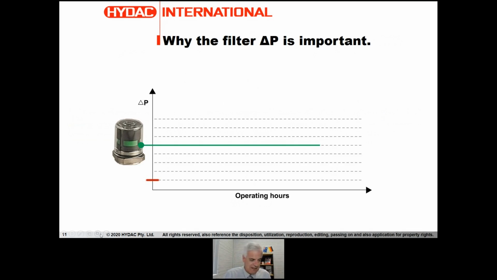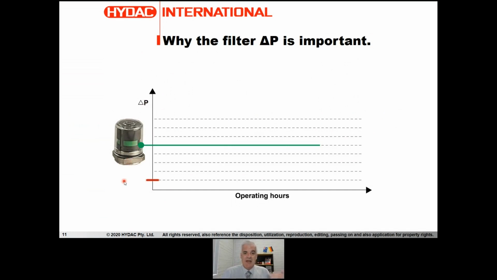The filter indicator is something that will usually say green is good, red is bad. And of course, caution, you might get an amber in between to say it's time to change your element. So here's our indicator. On a standard pressure type filter in the HYDAC range, this is a 5-bar setting. When we start off using our filter, we have a low initial pressure differential across the element, and the indicator is showing green.